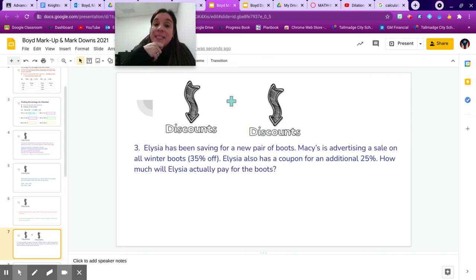So what happens if Alicia is buying a new pair of boots and Macy's is advertising a sale, 35% off all boots? Alicia has a coupon for an additional 25% off. How much is she actually going to pay for the boots? Now be careful here. A lot of 7th graders think that they can just add 35% and 25% and do this all in one step. We cannot do that. This is a 2-step problem.